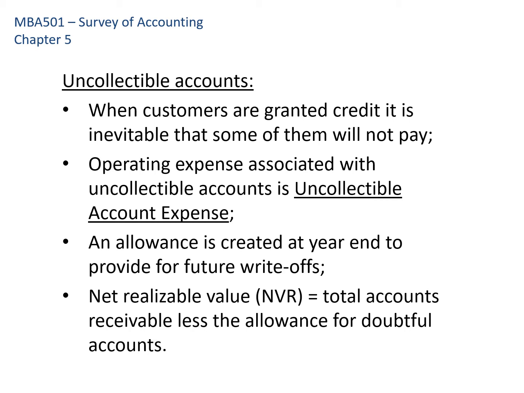So at the end of the year, some of those would still be owed to me. I would make a provision that maybe some of those I won't get paid. The net realizable value of our accounts receivable is the total amount that customers owe us less that allowance for doubtful accounts. That's what we ultimately think that we're actually going to receive.